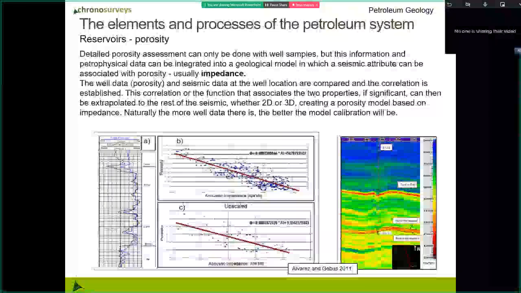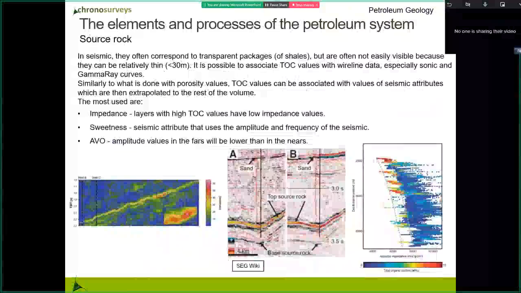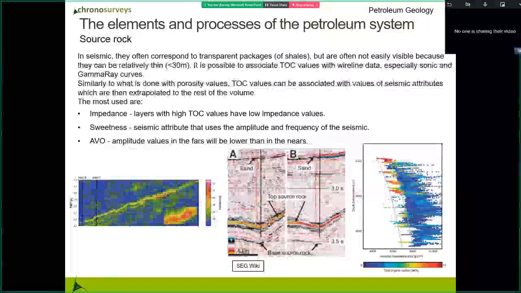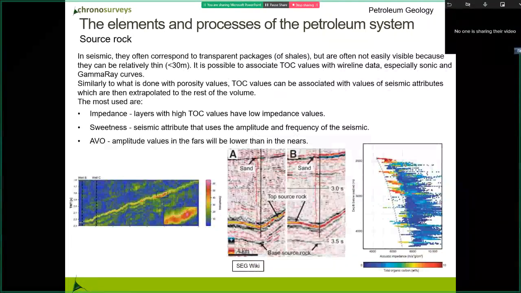There are other examples where you can also extrapolate, for example, the TOC content of your source rock. If you can associate that confidently to a seismic property, then you can also extrapolate that to the rest of your seismic data and understand where you may have sweet spots of TOC and where the source rock will be more prone to be generating oil or gas.